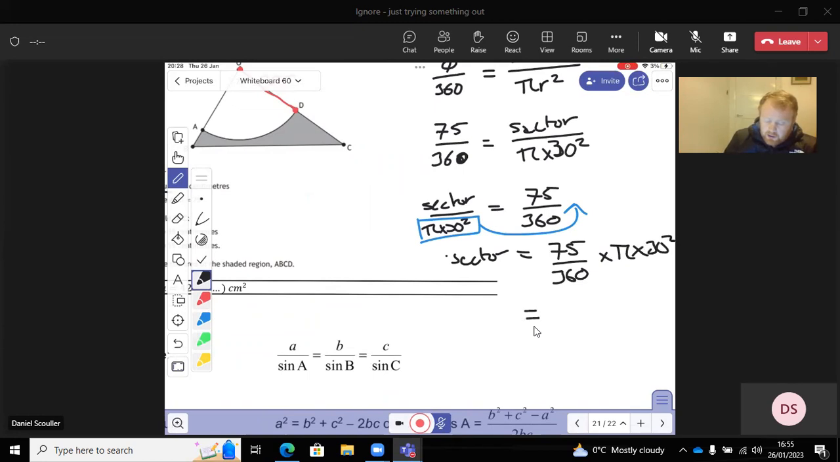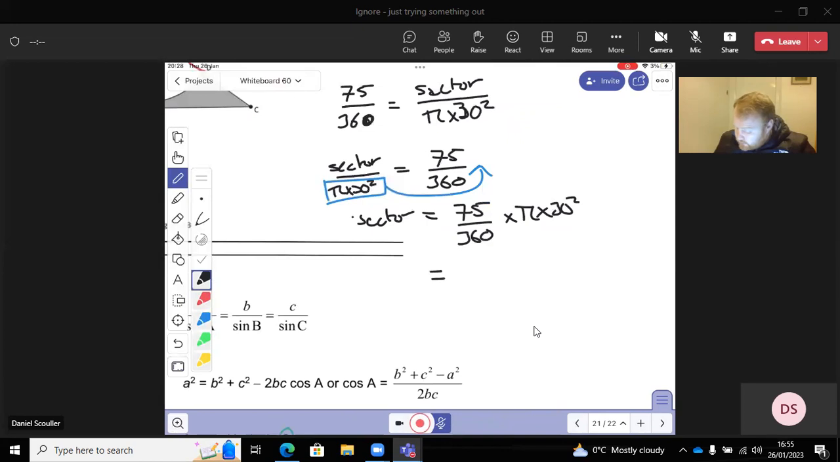So the area of the sector, putting that in my calculator: 75 over 360 multiplied by pi times 30 squared, 589.1. Again it's an area, we're using centimetres, so 589.1 centimetres squared.